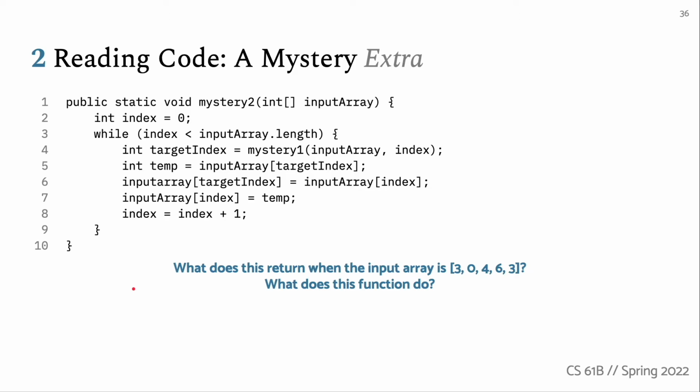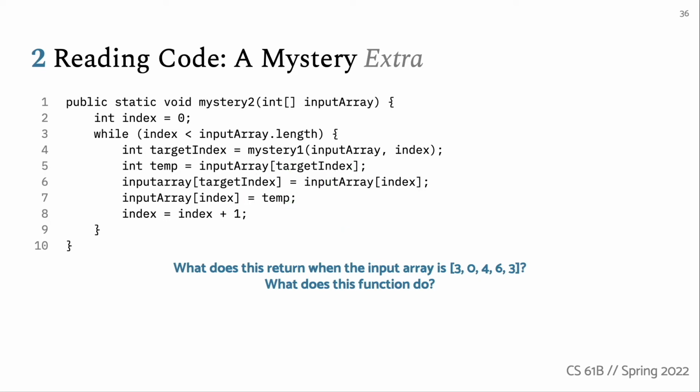Okay, so let's see a use case for this. In this case, we are going to be evaluating what another function does. Here we have a function called mystery2. As you can see, it calls mystery1. So we're going to pass in the initial input array of 3, 0, 4, 6, 3, and now the question is, what does this function do? Again, I recommend that you run through it once with this input, and then from there figure out what it does. I'll give you a minute to try it out on your own, and then we can reconvene.